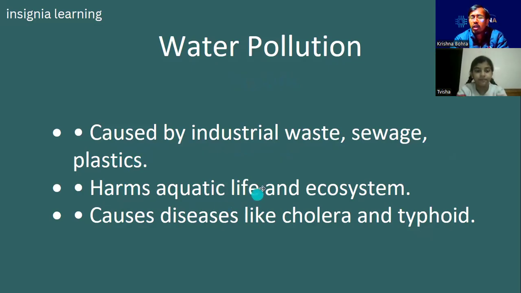So they are not only harmful for the human but also for aquatic life. One word we often use is ecosystem. Ecosystem basically means the interaction of different biotic and abiotic factors, interaction for survival. Let's consider an example of the pond.